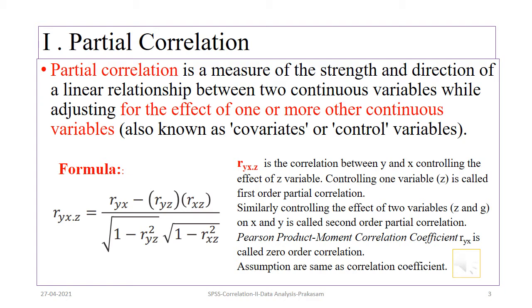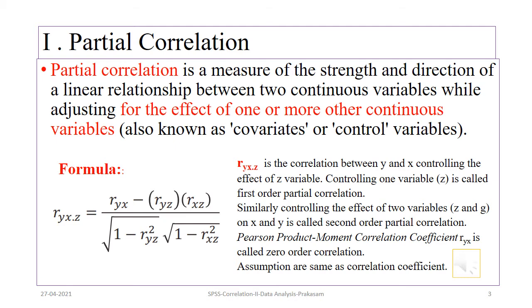Controlling one variable is called first order correlation. Similarly, controlling the effect of two variables, suppose there are X, Y, Z and Z variables, then the relation between X and Y controlling for Z and Z is called the partial correlation of the second order. Whereas the Pearson product moment correlation coefficient, that is R_YX, is called zero order correlation because there are no controlling variables. The assumptions for partial correlation are the same as the assumptions we have understood for the Pearson product moment correlation coefficient.